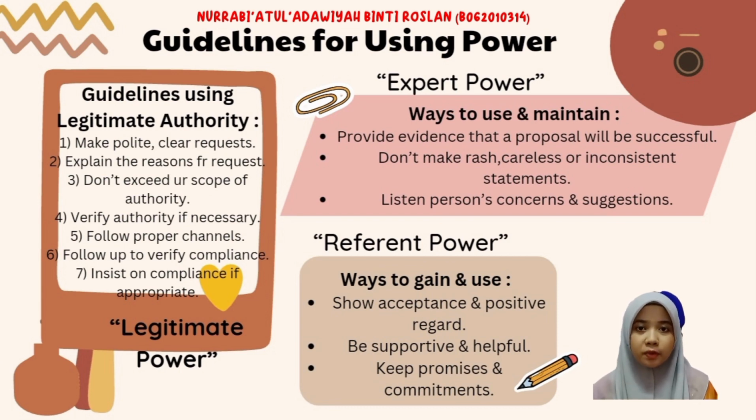The third one is referent power. Fame is a critical aspect of referent power. However, this fame could be in the field of film, sport, music, stardom, and others. Moreover, agreeable, conscientious, and giving people are also awarded referent power. People with referent power possess high expertise, and their ability to obtain resources and also to secure their surroundings is what provides them referent power. Examples of ways to gain and use referent power are: show acceptance and positive regard, be supportive and helpful, and keep promises and commitments.